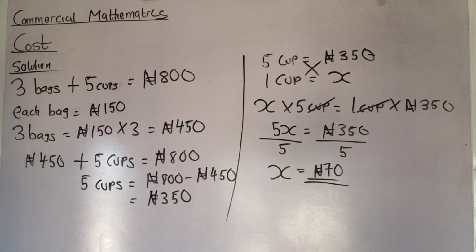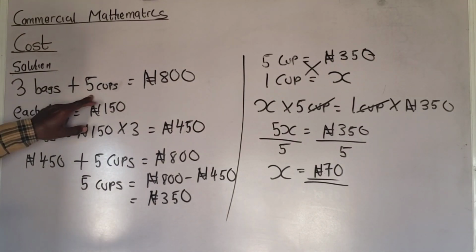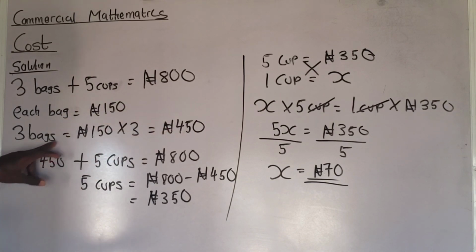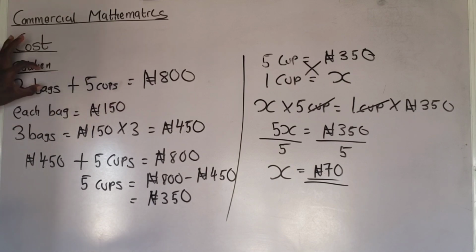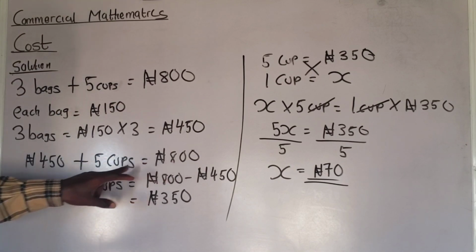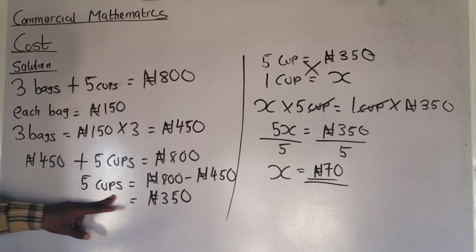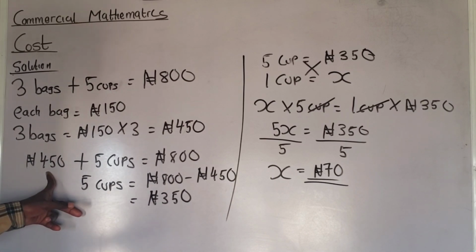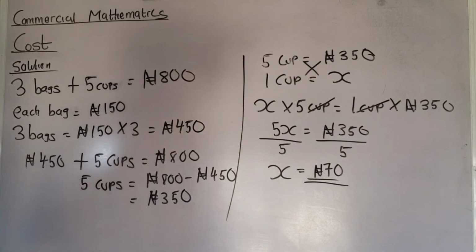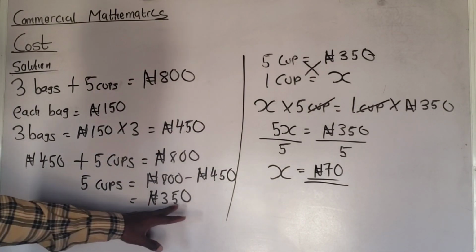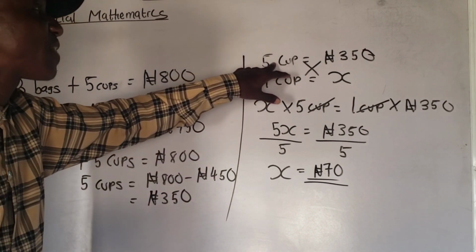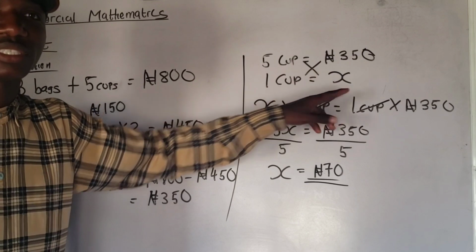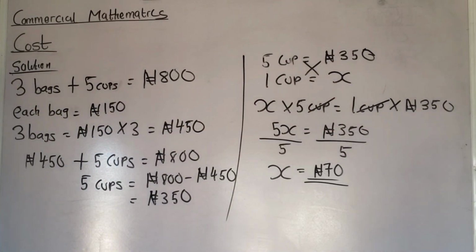If you understand, reverse the video and watch the explanation again. I just interpreted the question. 3 bags and 5 cups is 800 naira. Now I got the cost of 3 bags, which is 450 naira. Then I substituted it into this equation: 450 plus 5 cups must be equal to 800. Then I made the 5 cups the subject of the relation by transferring 450 naira to the other side of the equation, and the sign changes to a negative sign. I got the cost of 5 cups. Then the question is to determine the cost of a single cup, so I said let 5 cups equal this amount, let 1 cup equal x, then find the value of x. So that is the solution to the question.